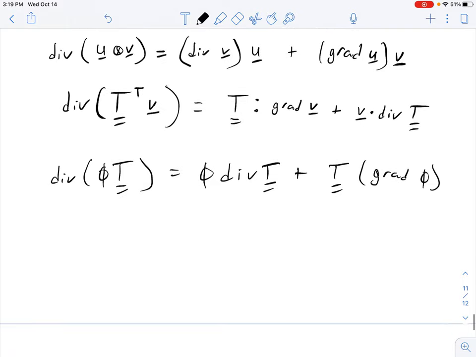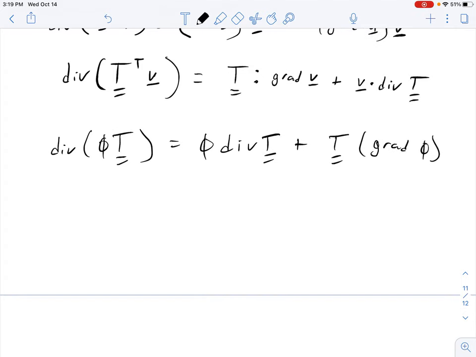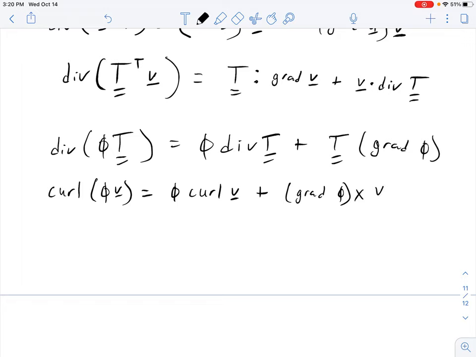All right, now on to curl. The curl of a scalar field times a vector field is equal to the scalar times the curl of the vector field plus the gradient of the scalar field cross the vector field.